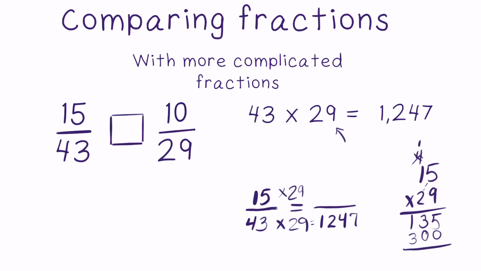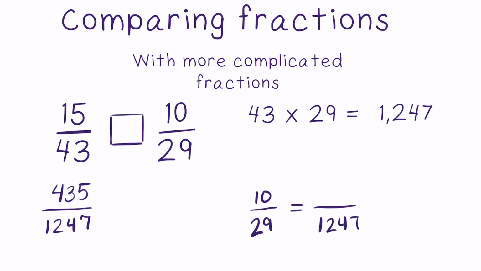Add up our partial products here. That gives us 435. So the fraction that we have created that is equivalent to 15 43rds is 435 1,247ths.